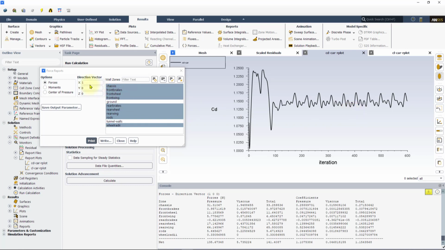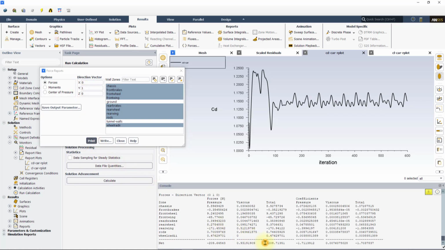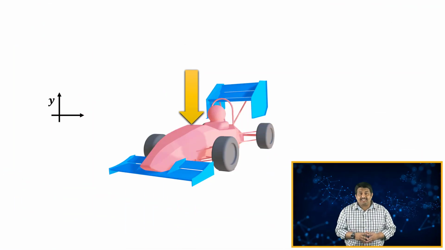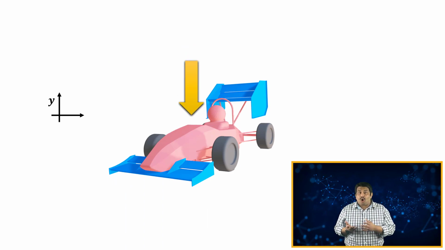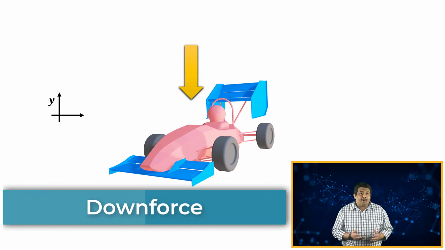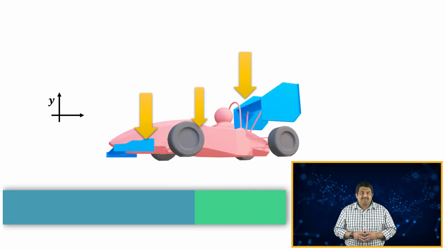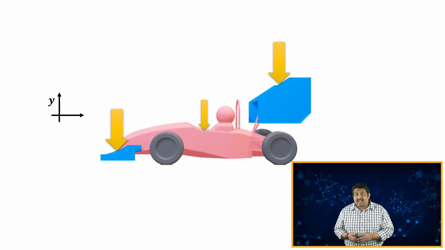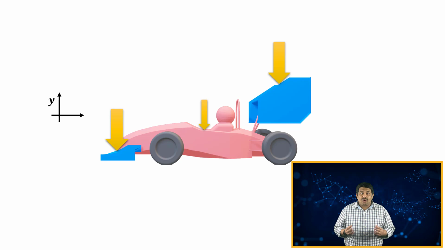Now, let's change the direction vector as shown here to estimate the lift force experienced by the car. The total lift force as well as the corresponding lift coefficient have a negative sign. This means that the car is experiencing a net force in the negative y direction, which acts to keep the car on the ground at speed. This downward force on the car is commonly referred to as the downforce. The front and rear wings of the car contribute significantly to the overall downforce experienced by the car.